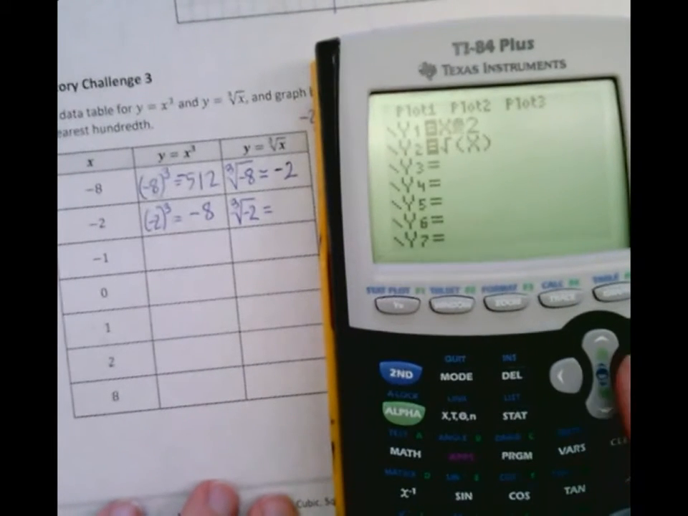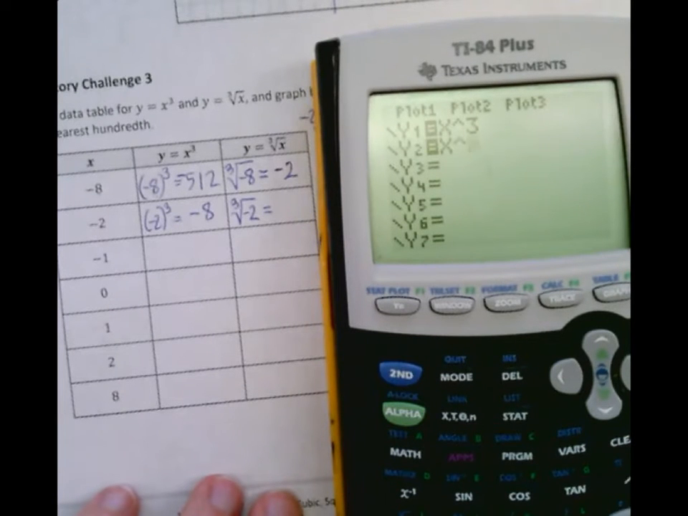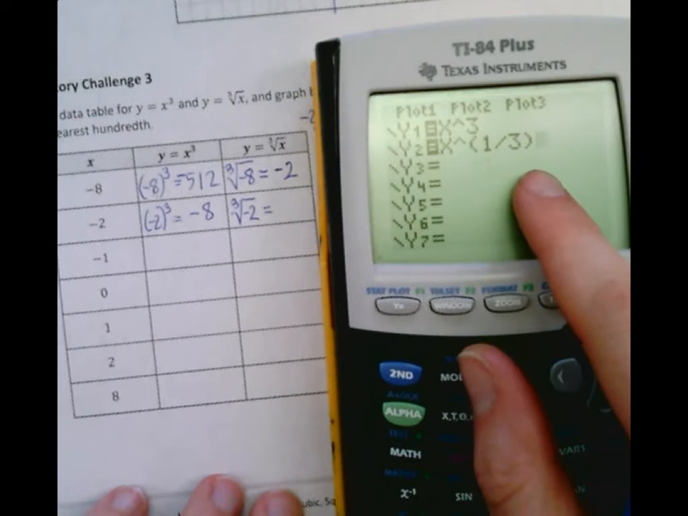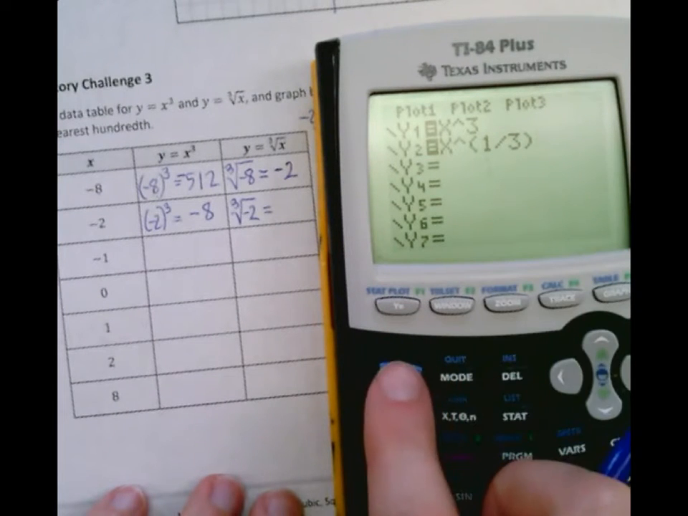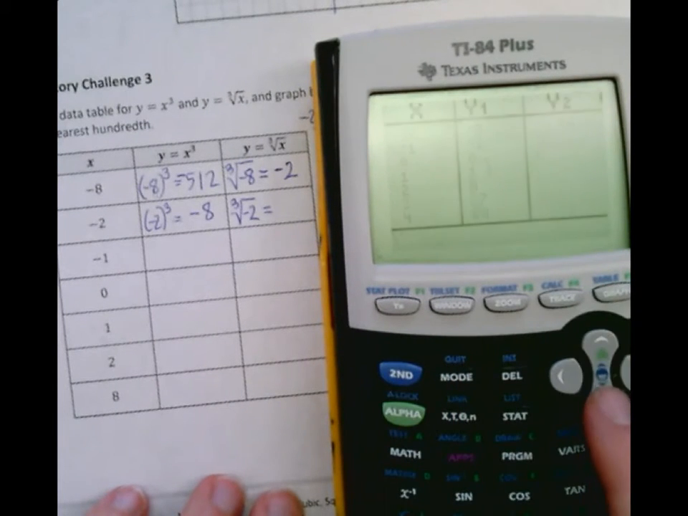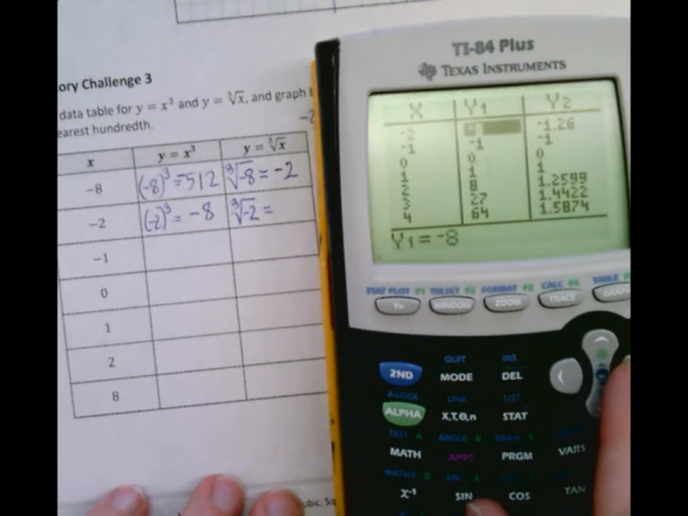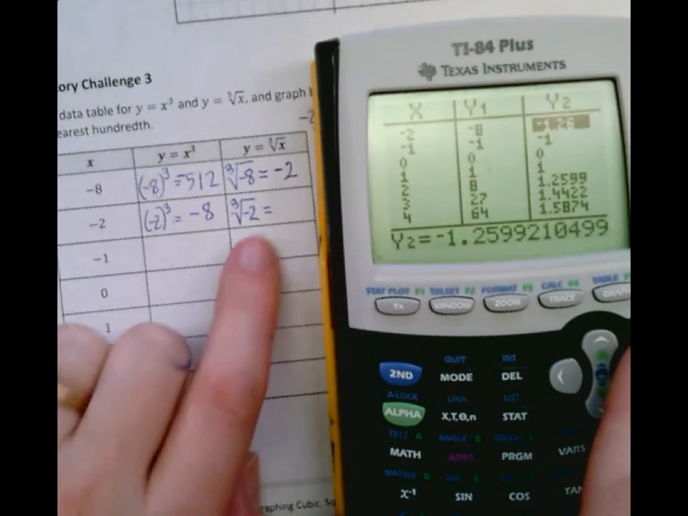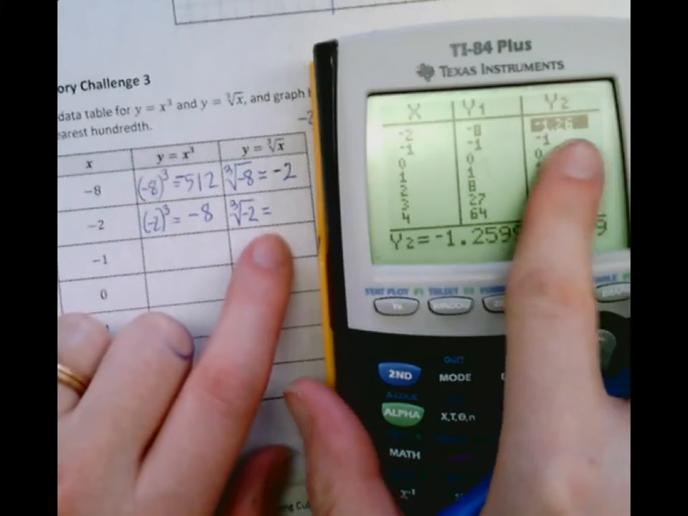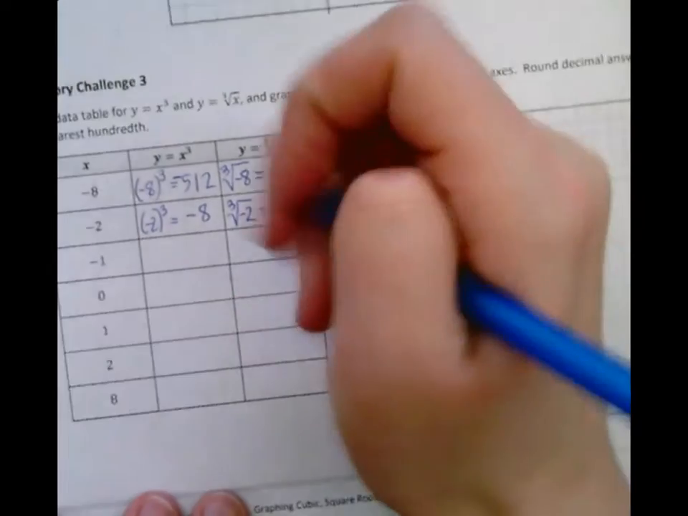So I'm going to go back and switch out for x squared, I'm going to put x to the third. And for the square root of x, I'm going to write x raised to the 1/3 power, which is equivalent to the cubed root. Okay? So then if I do the second table, I see that when x is -2, the y value for the cubed root is -1.26.